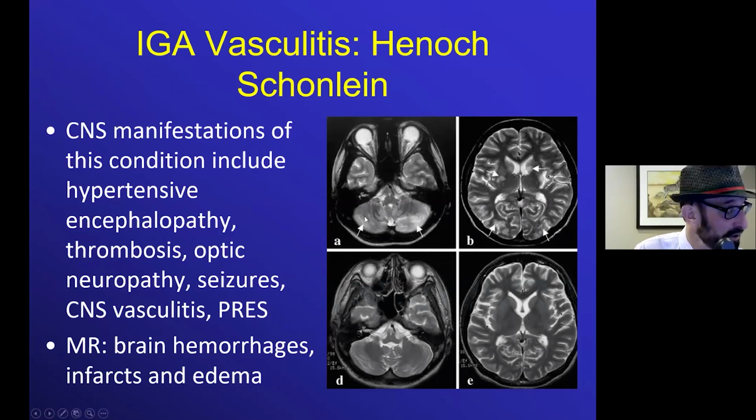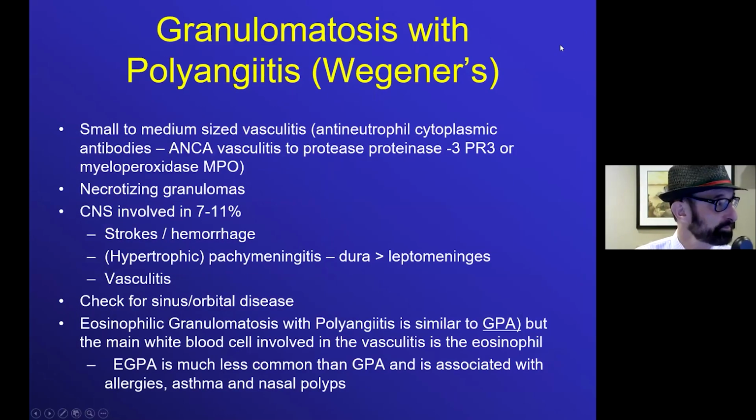So you can see here, this is before and after treatment. And you see the high signal intensity bilaterally in the cerebellar hemispheres, as well as in the parietal occipital lobes. And that, with treatment with steroids, for example, can improve dramatically. You may also find hemorrhages in the brain associated with IgA vasculitis.